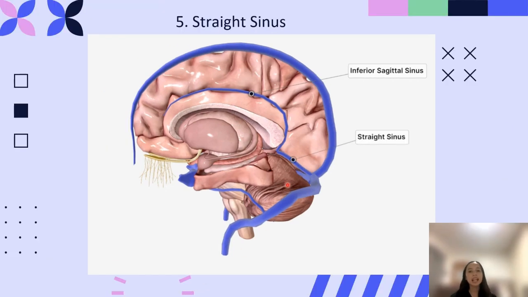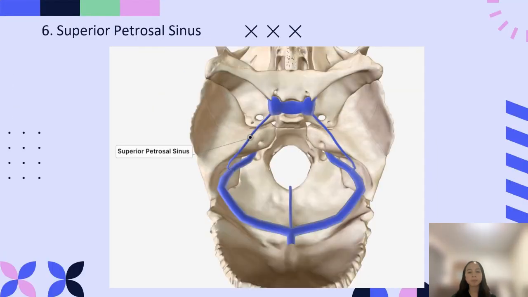So, the straight sinus is formed by the union of the inferior sagittal sinus with the great cerebral vein and ends by turning either way to form the transverse sinus. So, this is the inferior, the straight, then either way is the transverse sinus.